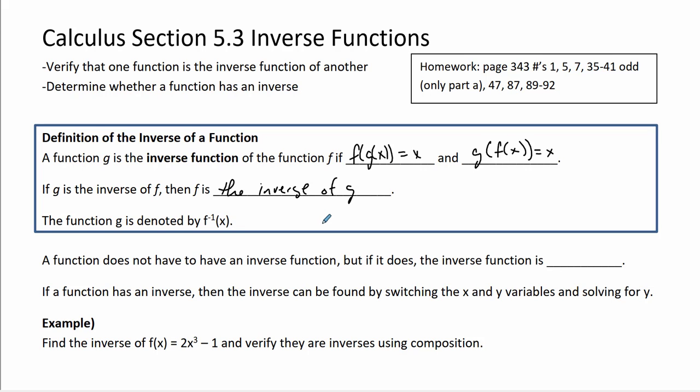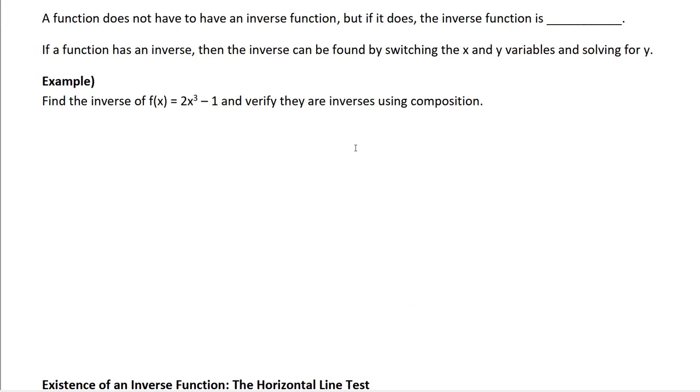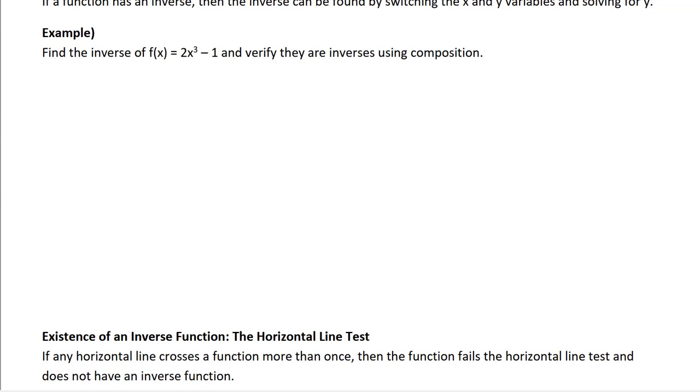A function does not have to have an inverse function, but if it does, the inverse function is unique. So there's no other function that's going to have the same inverse function. If the function has an inverse, then the inverse can be found by switching the x and y variables and solving for y. Hopefully you remember that from pre-calculus. If not, well, oops. So find the inverse function and verify using composition.